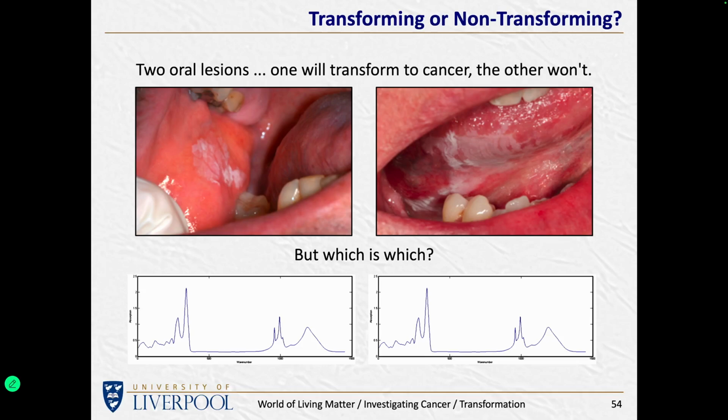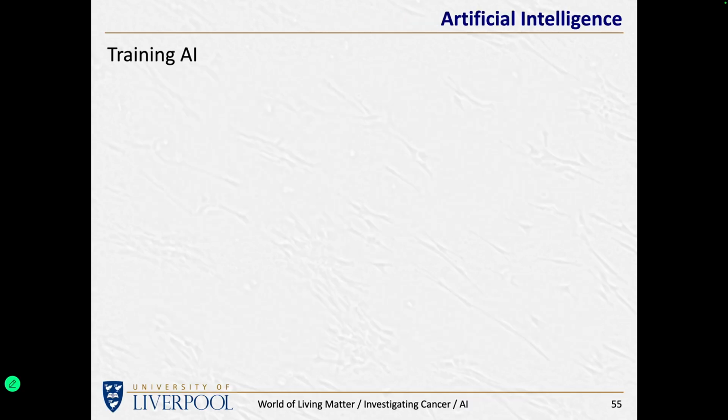So again, no time to talk about all the details, and I'm not going to show you thousands of lines of code as to how this is done. But the problem can be summed up as it's a sort of artificial intelligence. We are trying to train a computer to recognize the difference. Here's a load of spectra that correspond to a lesion that did transform into cancer. Here's a load of spectra from a lesion that didn't transform into cancer. Can we get the computer to recognize the difference?